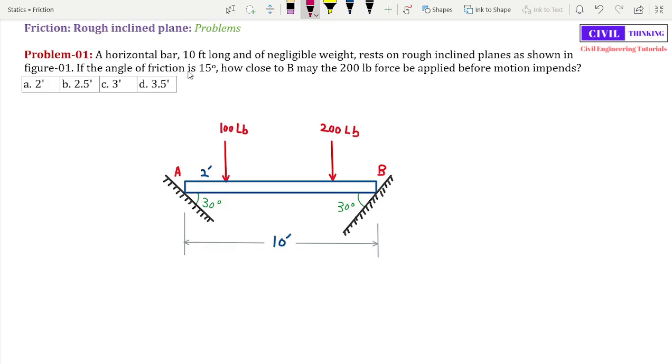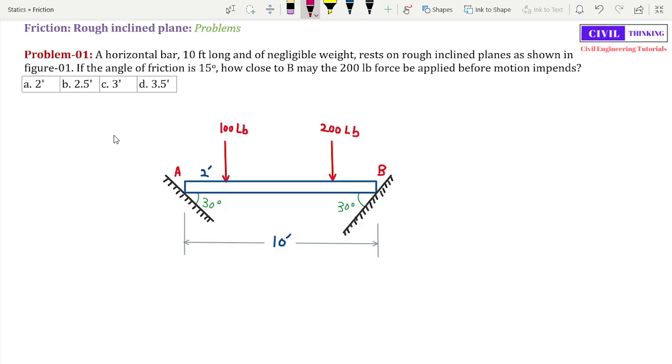A horizontal bar 10 feet long and of negligible weight rests on rough inclined planes as shown in the figure. So this is a figure. If the angle of friction is 15 degrees, how close to B may the 200-pound force be applied before motion impends? And these are the four options, and we have to select the correct option from them.